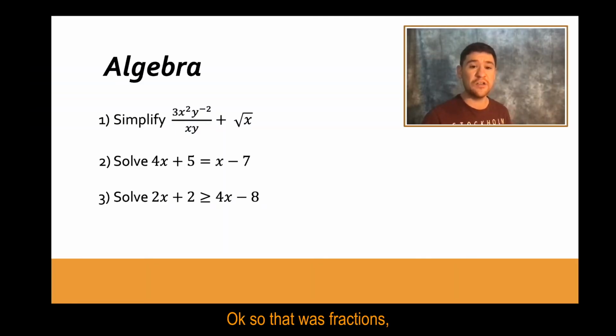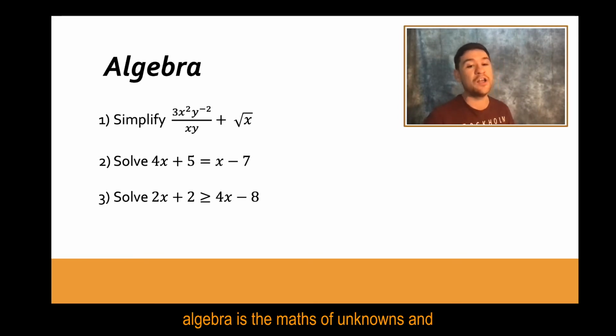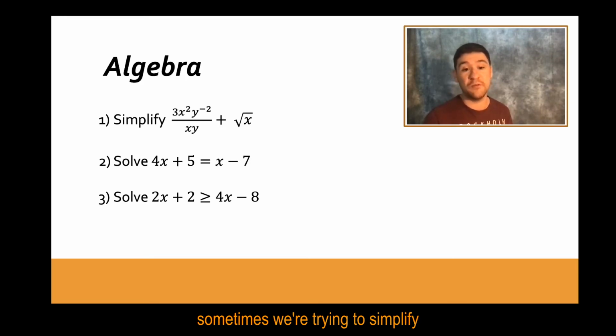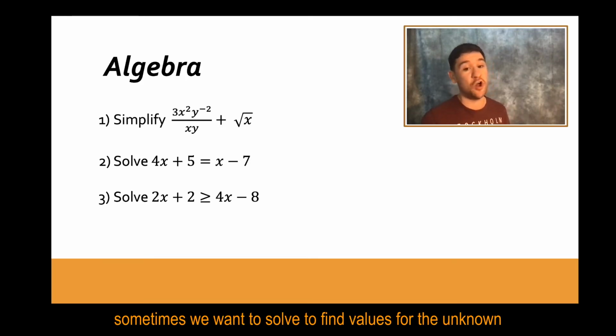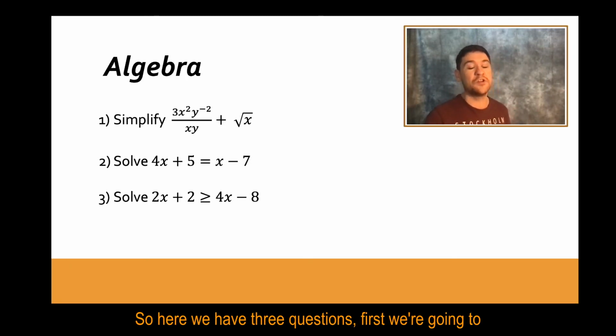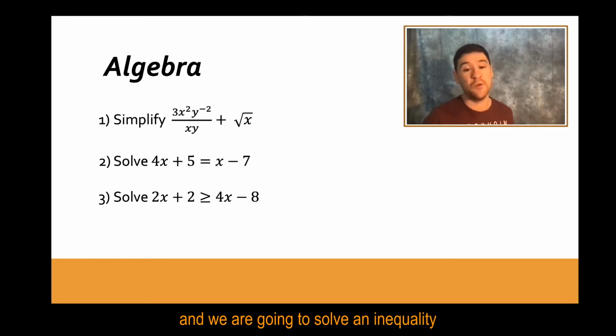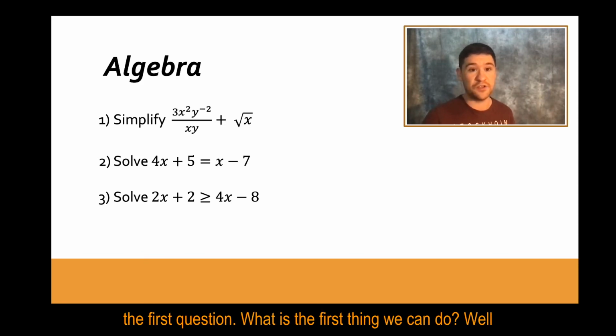Okay, so that was fractions. We are now going to take a recap at algebra. So algebra is the maths of unknowns, and sometimes we are just trying to simplify, sometimes we want to solve to find values for the unknown which satisfy certain conditions. So here we have 3 questions. First we're going to simplify an algebraic expression with 2 unknowns, x and y. Then we're going to solve an equality, then we're going to solve an inequality. So let's look at the first question.